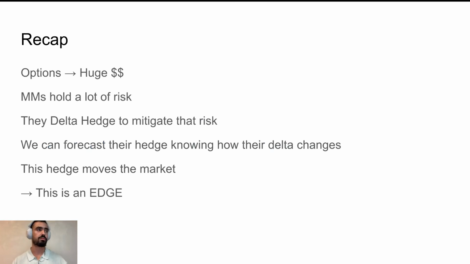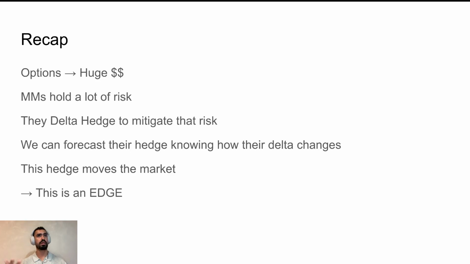So a little recap here. Options are huge, a huge amount of money being injected into the options market to the point where the underlying follows the option market. Market makers hold a lot of risk. To manage this risk, they have to use delta hedging for their directional risk. There's other types of risk, but here we're focusing on delta.